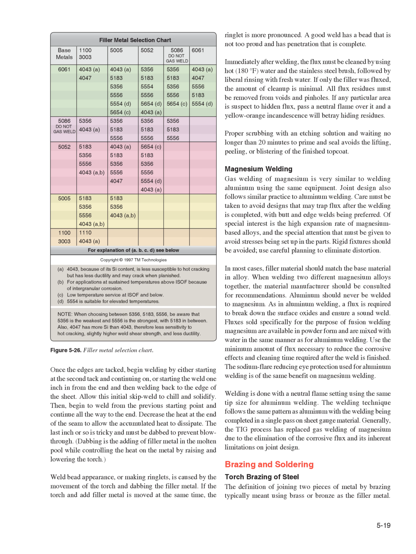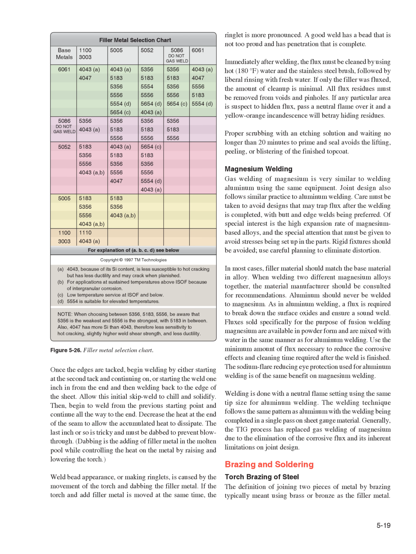In most cases, filler material should match the base material and alloy. When welding two different magnesium alloys together, the material manufacturer should be consulted for recommendations. Aluminum should never be welded to magnesium. As in aluminum welding, a flux is required to break down the surface oxides and ensure a sound weld. Fluxes sold specifically for the purpose of fusion welding magnesium are available in powder form and are mixed with water in the same manner as for aluminum welding. Use the minimum amount of flux necessary to reduce the corrosive effects and cleaning time required after the weld is finished. The sodium flare reducing eye protection used for aluminum welding is of the same benefit on magnesium welding.